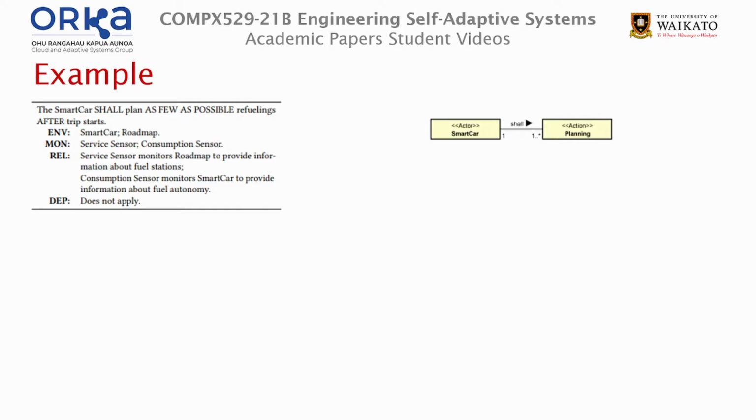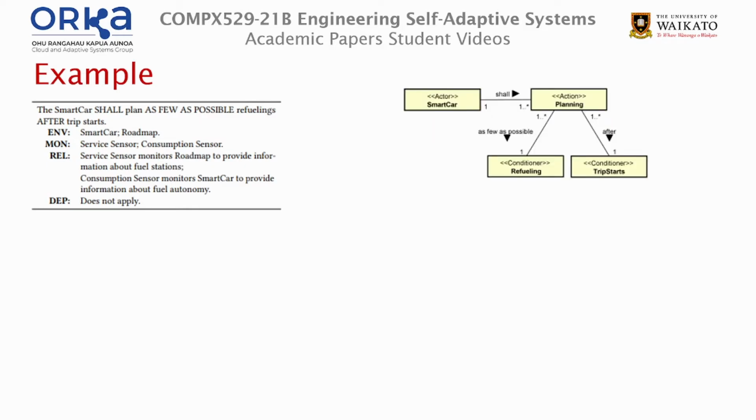Next, conditioners. Those are written after temporal or ordinal operators. And there's two here because there's two of those operators. There's as few as possible, which we identified earlier as an ordinal operator. And there's also after, which is a temporal operator. And we identify, therefore, two conditions, which are refuelings and trip starts. Right? And the relationship here is, of course, after and as few as possible, lining up with those operators from the specification.